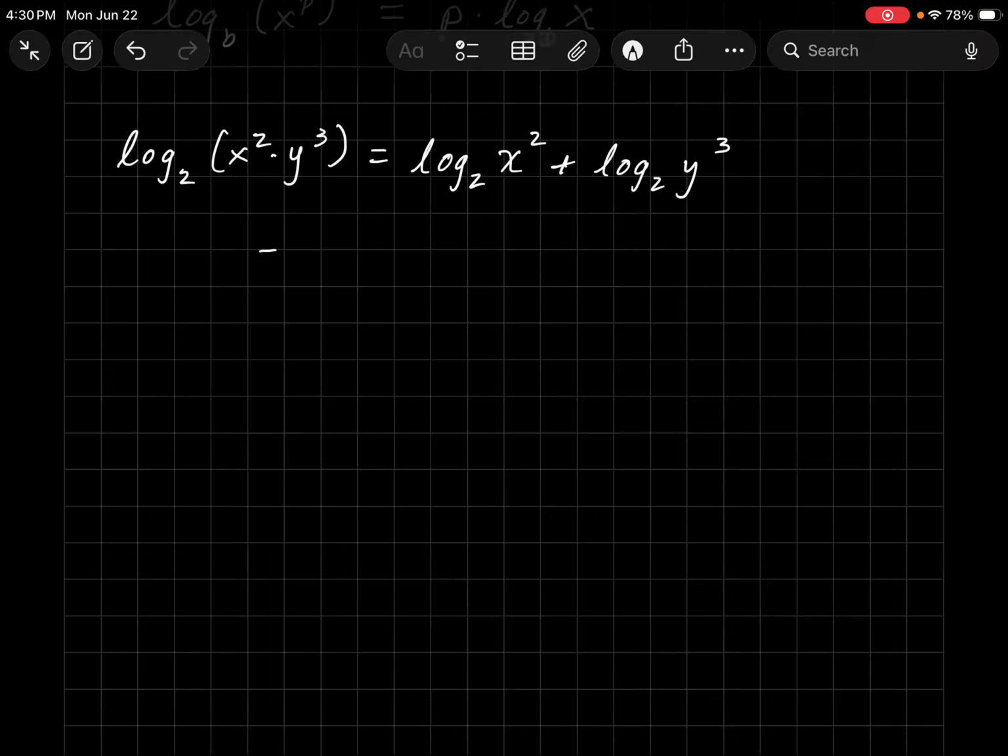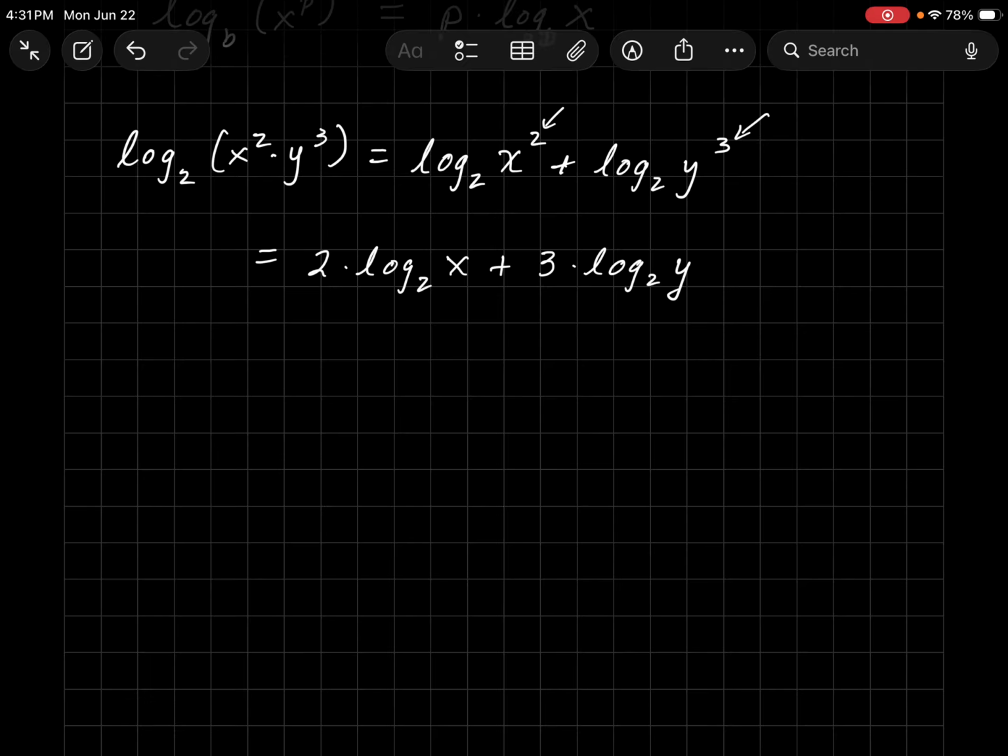I'm now going to use the property where I have something raised to a power. So here I have log base 2 of x squared. That 2 is my power. And I can bring that power down in front and multiply, giving me 2 log base 2 of x. Similarly, with log base 2 of y cubed, the 3 is my power. So I can bring that power down in front and multiply, giving me 3 times log base 2 of y. And I have successfully expanded my logarithm as far as I can.